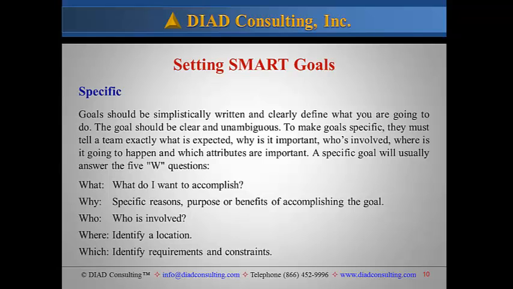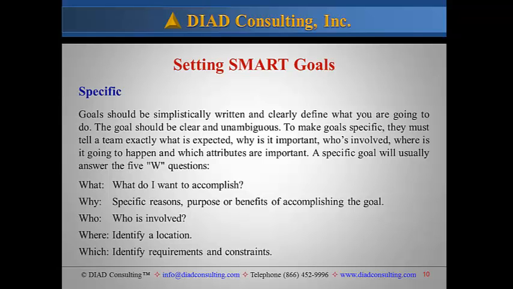Specific. Goals should be simplistically written and clearly define what you are going to do. The goal should be clear and unambiguous. To make goals specific, they must tell a team exactly what is expected, why it is important, who's involved, where it's going to happen, and which attributes are important. A specific goal will usually answer the 5 "W" questions.